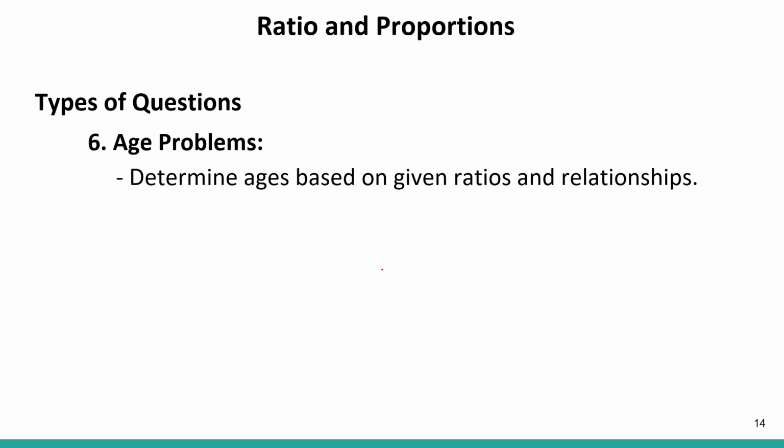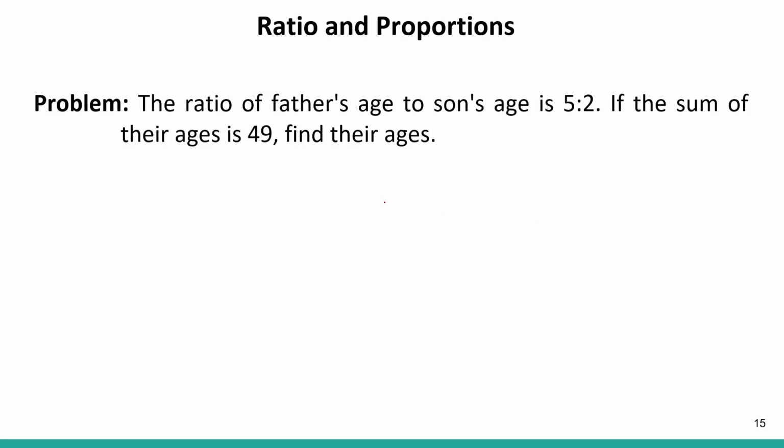So the next question is on age problem. In age problem, what we do is we determine ages based on given ratios and relationships. So the ratio of father's age to son's age is 5:2. If the sum of their ages is 49, find their ages. So ratio of father and son age is 5:2. Let's say father's age is 5x and son's age is 2x.